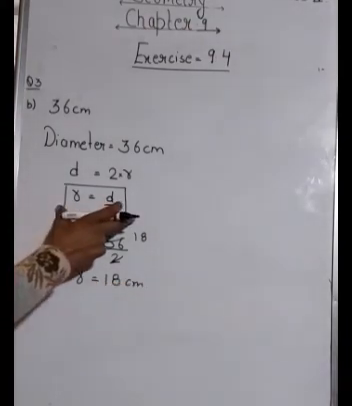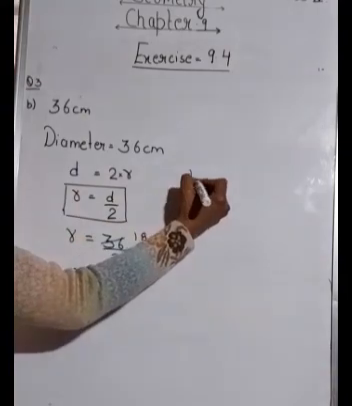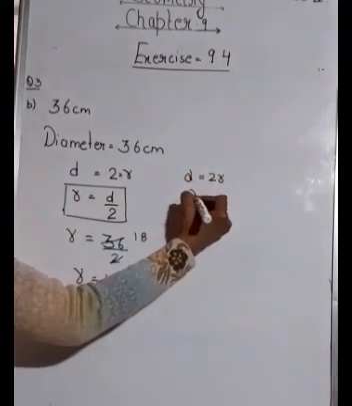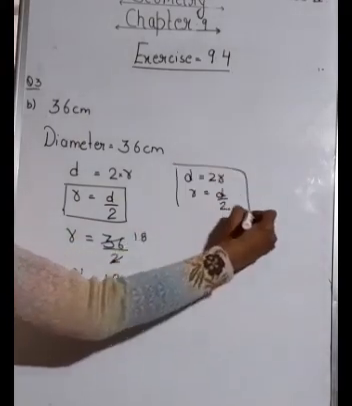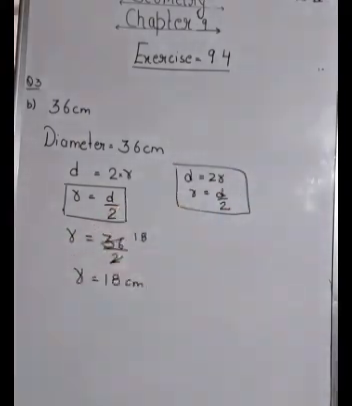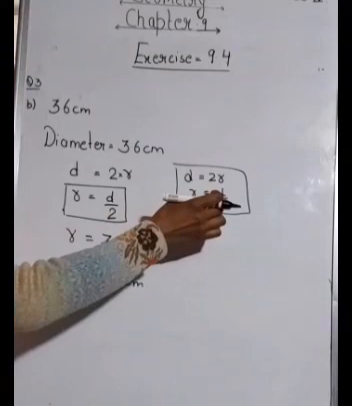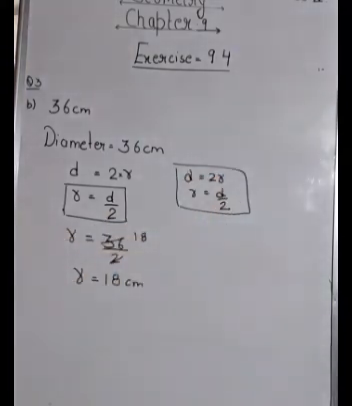So you have to remember this formula, that diameter is equal to twice the radius and radius is equal to half of diameter. By using these two formulas, you can find radius or diameter, whatever you have to find, when they have given you the other term.